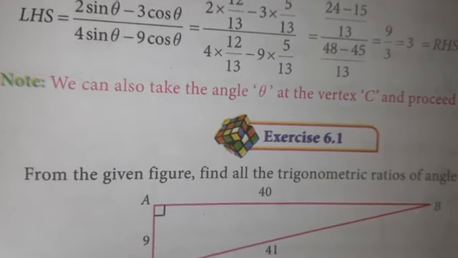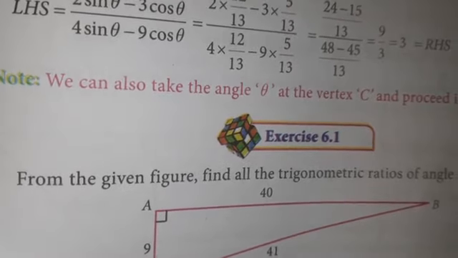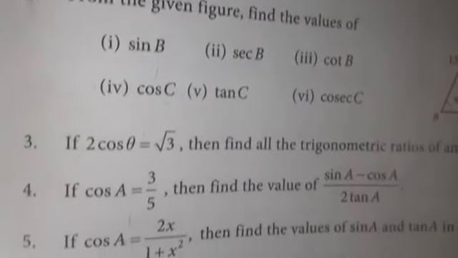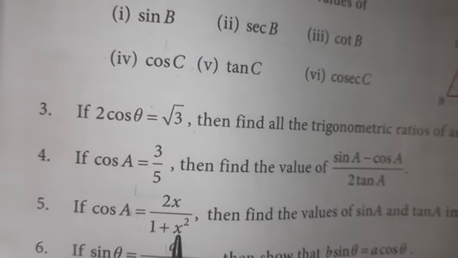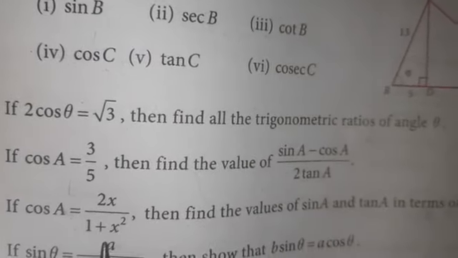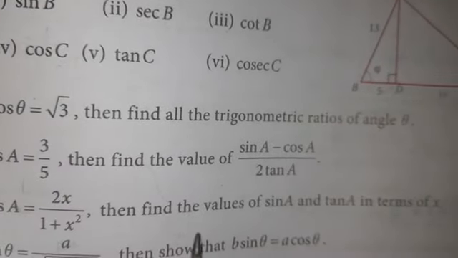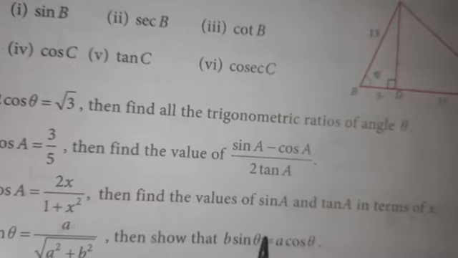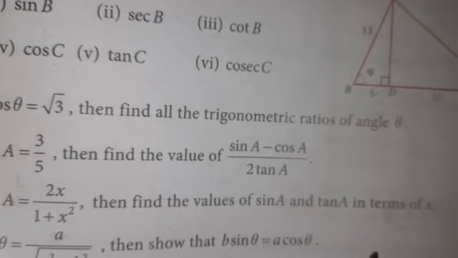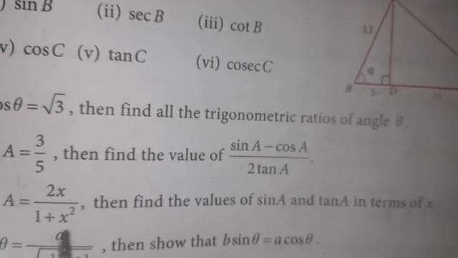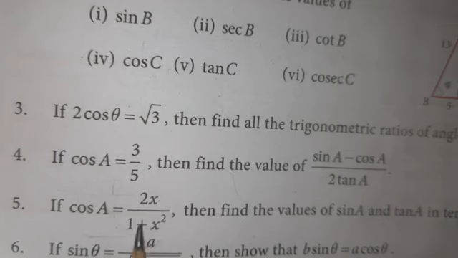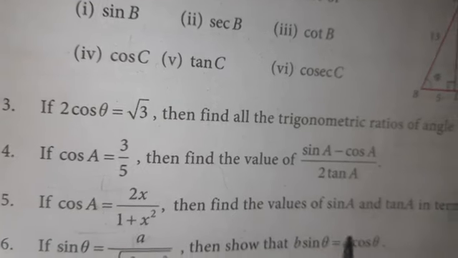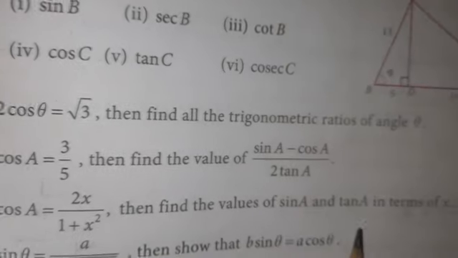Today we are going to see exercise 6.1, fifth question. If cos A is equal to 2x divided by 1 plus x square, then find the values of sin A and tan A in terms of x. In this question, they have given the value of cos A, that value is 2x divided by 1 plus x square. They are asking to find sin A and tan A.